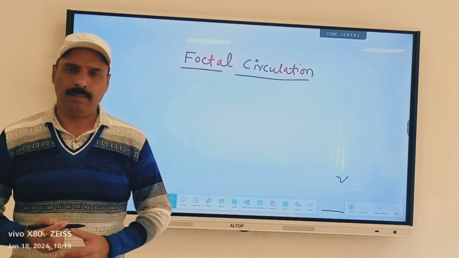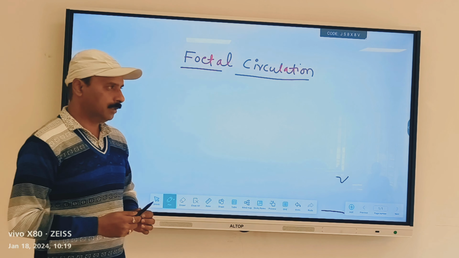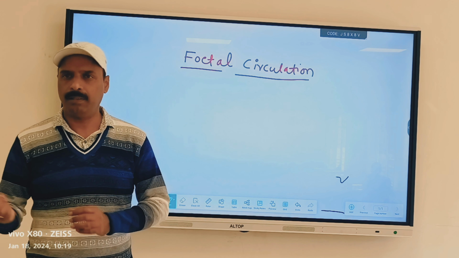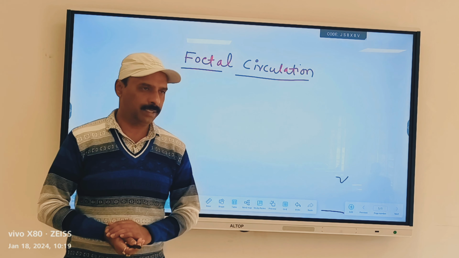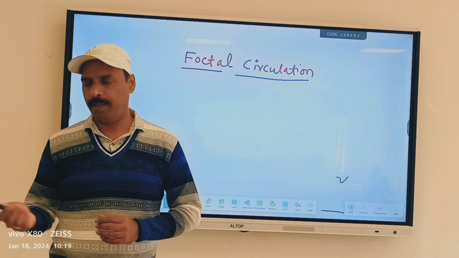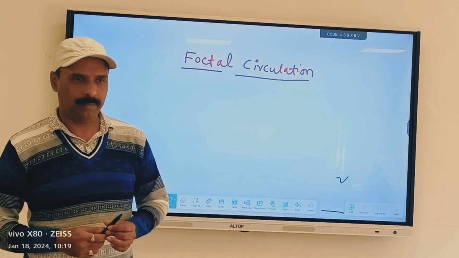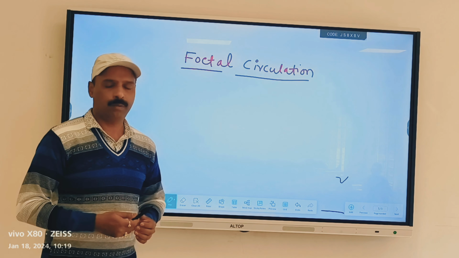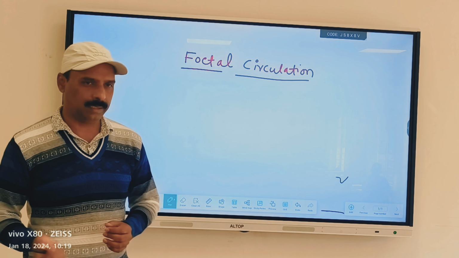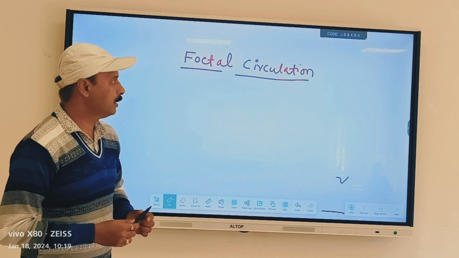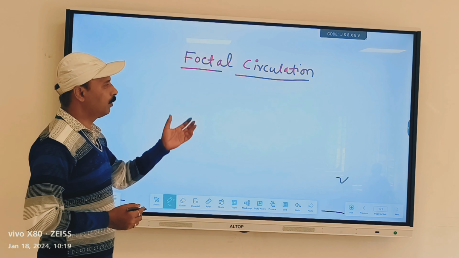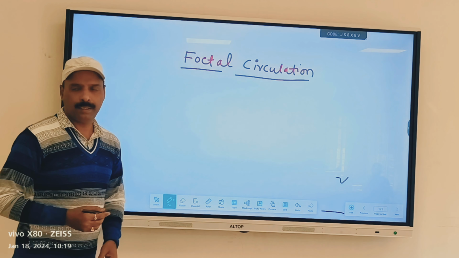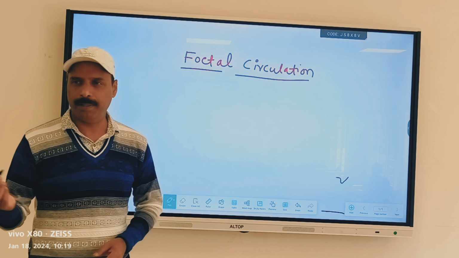After studying the different circulations, we have come across the first one, systemic circulation. Then we have studied the pulmonary circulation, then the coronary circulation, then portal circulation. One more important circulation you have to remember is the fetal circulation. It is different.